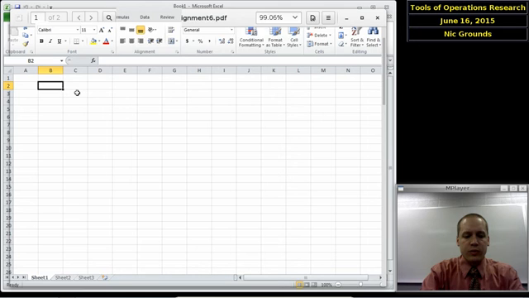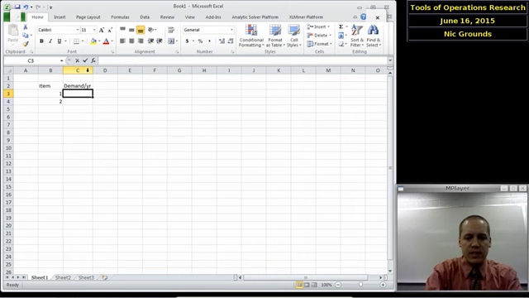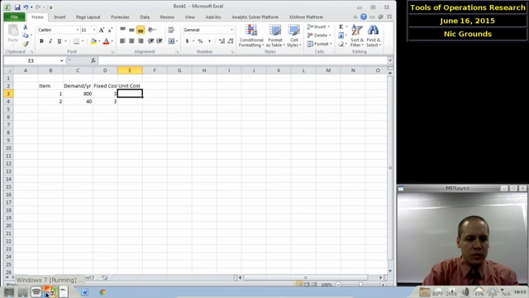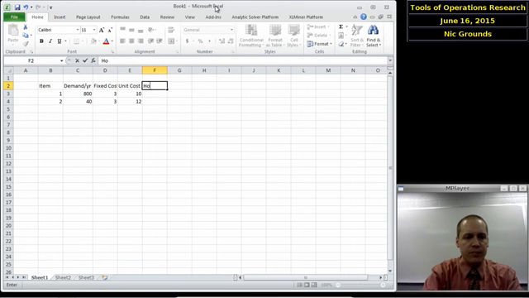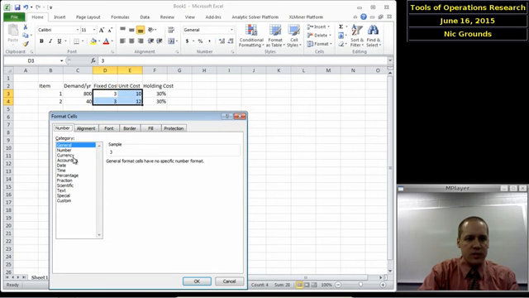I'm just going to put item 1 and item 2, and copy all the parameters of the problem. Item 1 said we needed 800 a year, item 2 we needed 40 a year. There's the fixed cost, which is $3 for both. The unit cost, which was $10 and $12, and the holding cost, which was 30%. These are currencies, so we'll make them look as such.